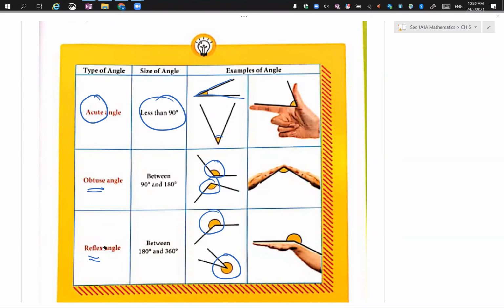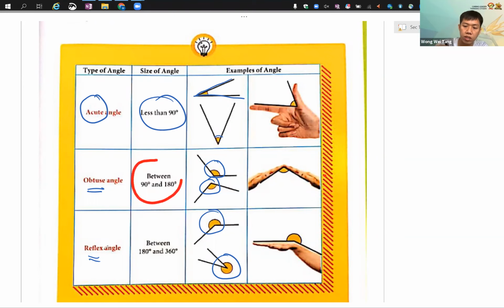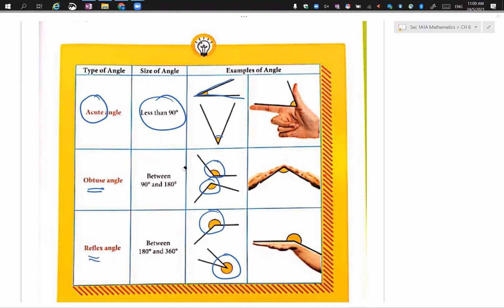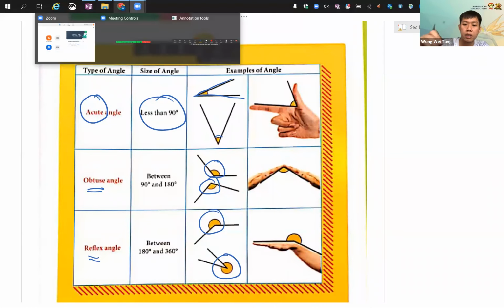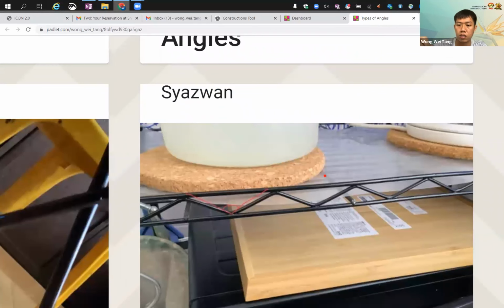Yes. Okay, so if it is between 90 and 180, looking like this, the smaller angle, huh? We call it an obtuse angle. Can you remember this too? Yes. Okay, back to our example by Shazwan. Now you look at this again.